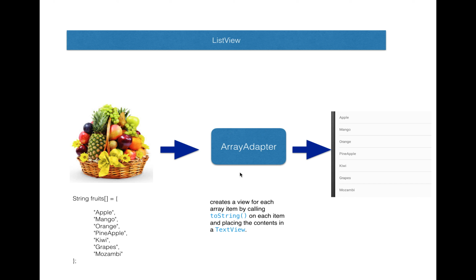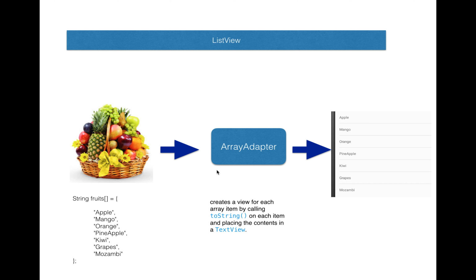For example, when you see the contacts, you can see only some text view alone, but some days you can see some image followed by a text view. In such a case, you can go with base adapter. So these are the different types of adapters available in Android.